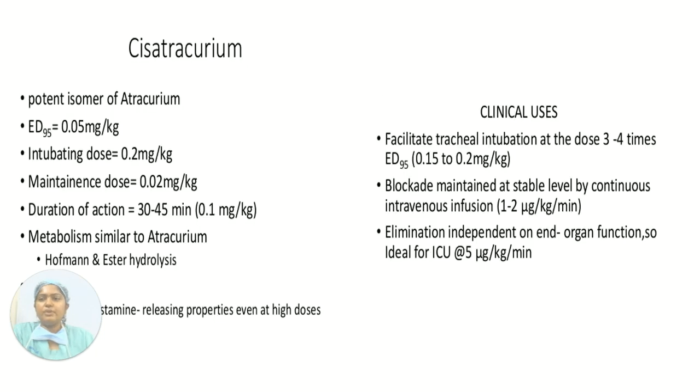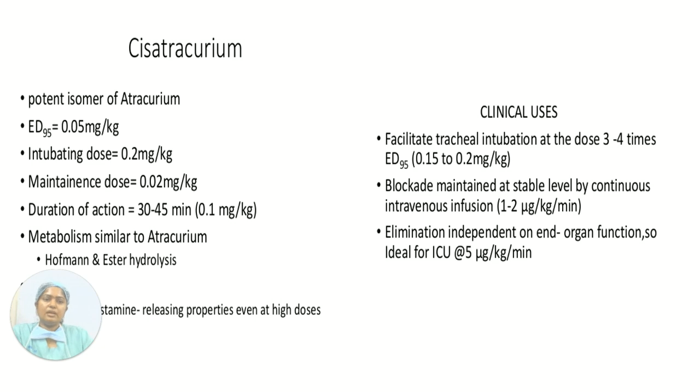Cisatracurium is an isomer of atracurium. Its ED95 is 0.05 mg per kg and the intubating dose is 0.2 mg per kg. The maintenance dose is 0.02 mg per kg. Duration of action is 30 to 45 minutes and the metabolism is similar to atracurium, that is Hofmann elimination and ester hydrolysis. The main advantage is that it does not cause histamine release even at higher doses.